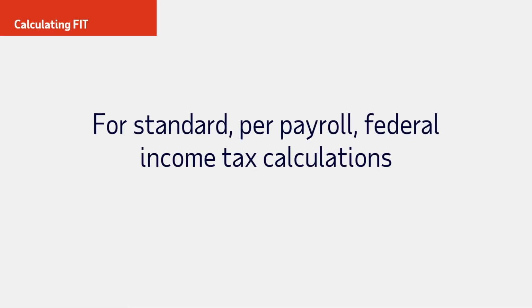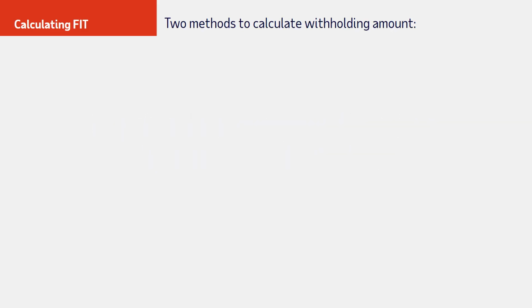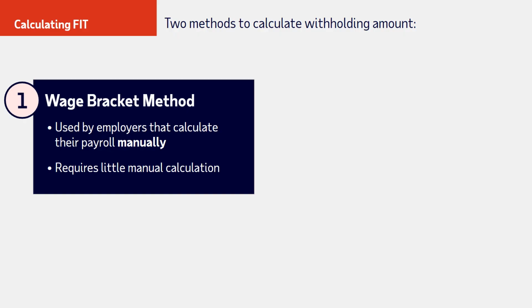For standard, per payroll, federal income tax calculations, your employer can generally use one of 2 methods to calculate your withholding amount. 1. The wage bracket method is typically used by employers that calculate their payroll manually since it contains a series of standard tables found in IRS Publication 15T and requires little manual calculation.